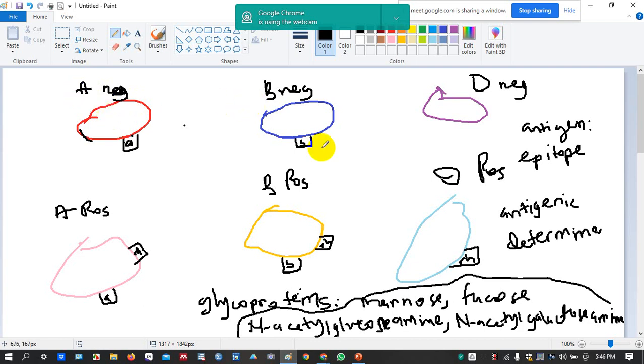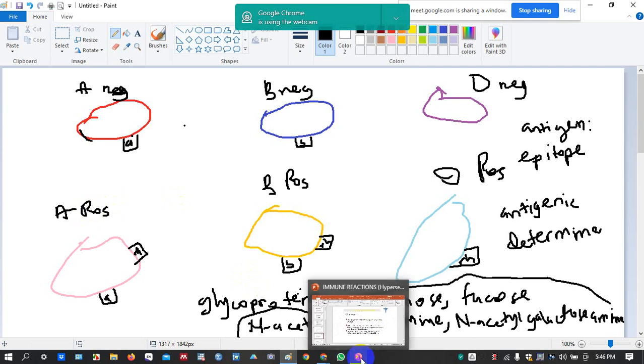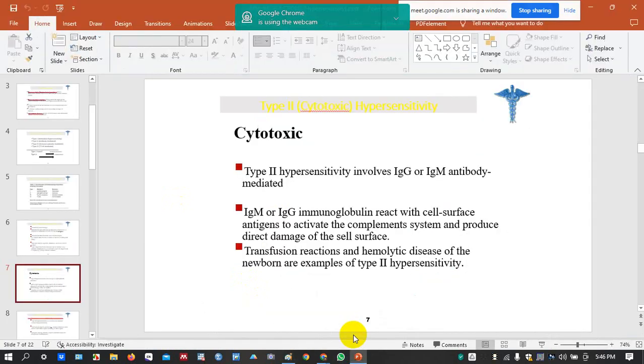So this is the principle behind blood transfusion. The A will produce antibodies against B, and the negative will produce antibodies against the positive, the RH positive. So this is the principle. We'll go much more into detail when we get to second year and we are doing immunohematology or blood transfusion reactions. So transfusion reactions and hemolytic disease of the newborn are examples of type 2 hypersensitivity reactions.